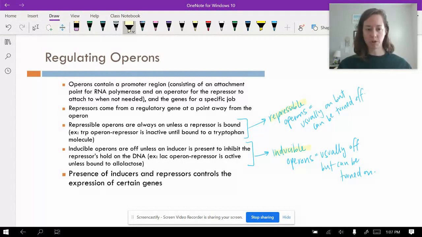An example of a repressible operon is the trp operon. So usually the repressor is inactive until it binds to a tryptophan molecule. And when it binds to a tryptophan molecule, the repressor will become active and the operon will be turned off. Inducible operons, the example we're going to talk about is the lac operon. Typically, the repressor is active and bound to the operon, but when the repressor binds to allolactose, it becomes inactive and that allows the operon to turn on. I'm going to talk about both of these using images.